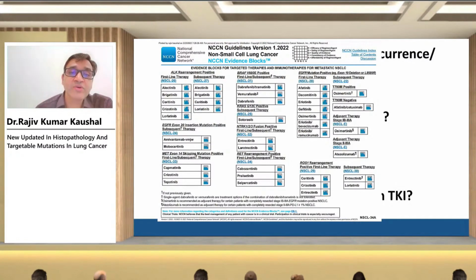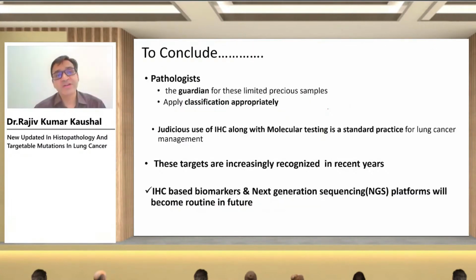So the role of the pathologist in lung cancer management has evolved to a great extent, and we have to act as a guardian of these precious samples, and close collaboration with the radiologist is very much essential if we have to provide a comprehensive report and diagnosis which is going to help the patient and the clinician at the end. So IHC based biomarkers and NGS will become very routine, and hopefully the cost of these tests will come down and many patients will be able to afford them.